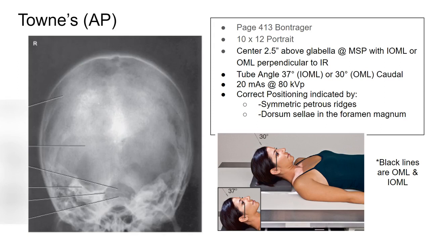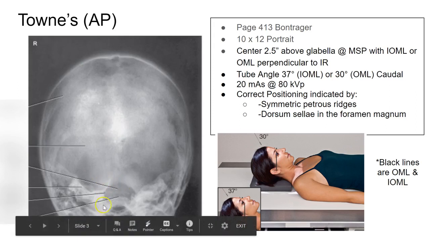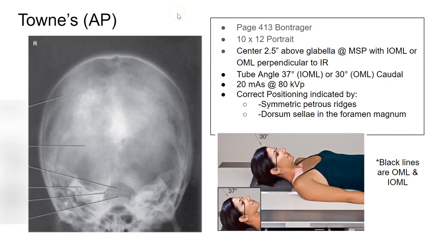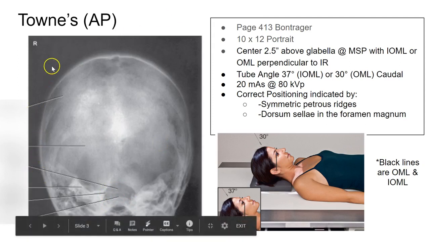Also, you want to see the dorsum sellae in the foramen magnum. So remember, the foramen magnum is that large hole at the base of our skull where the spinal cord passes. The dorsum sellae, remember, is the back of the sella turcica. So here, right here, I can see the dorsum sellae within the foramen magnum. Very nice. Okay, lastly, we want to make sure you see light on 3 sides of the skull. In other words, make sure you're not clipping any side of the skull.